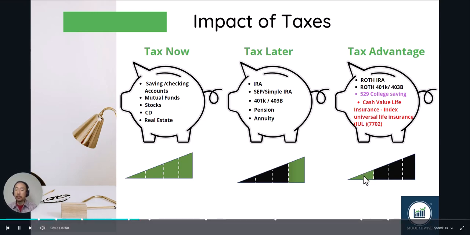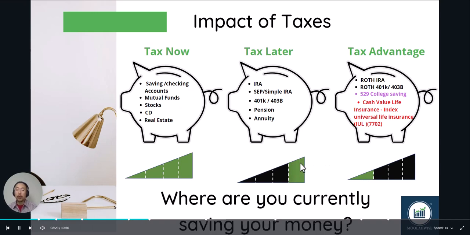You pay the taxes up front, like I was saying, you pay the taxes when you know the rate. And then every year that it grows, you don't pay anything after that. So think of this as paying taxes on the seed, and the tax later bucket as paying taxes on the harvest.